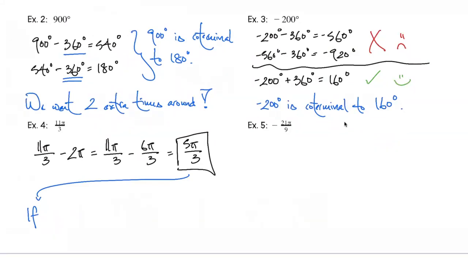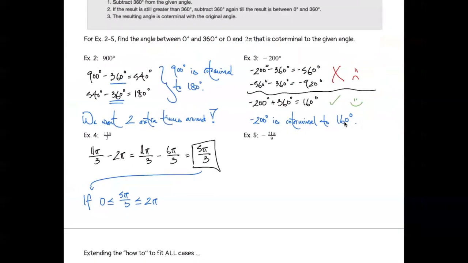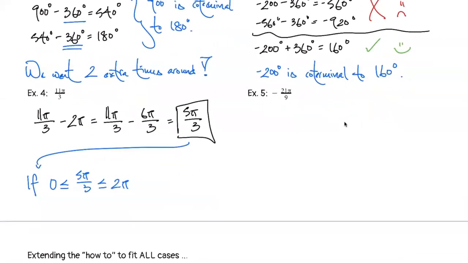So if the number is between 0 and 2 pi, right? 0 and 2 pi is the same as saying between 0 and 360. So if it's between those two, we're good to go. And it is. 5 pi over 3 is between 0 and 2 pi. So we are done. And we only went around the unit circle one extra time here because we only subtracted 2 pi one time.